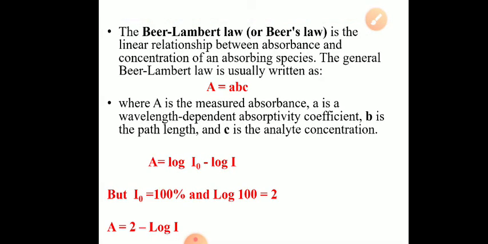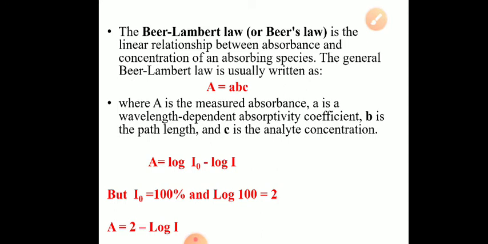Now this Beer-Lambert law, or Beer's law simply, is a linear relationship between absorbance and concentration of the absorbing species. The general Beer-Lambert law is A is equal to abc. Now what is A? Where A is the measured absorbance, small a is the wavelength dependent absorptivity coefficient or absorptivity constant, b is the path length, and c is the analyte concentration.